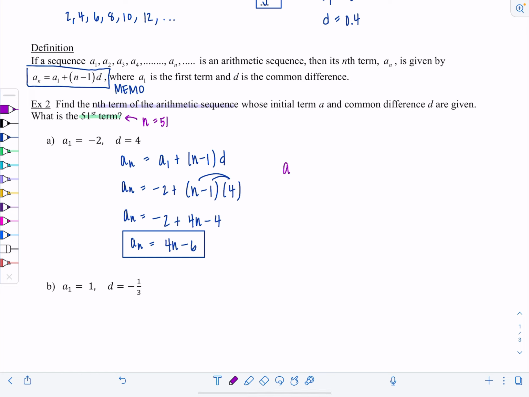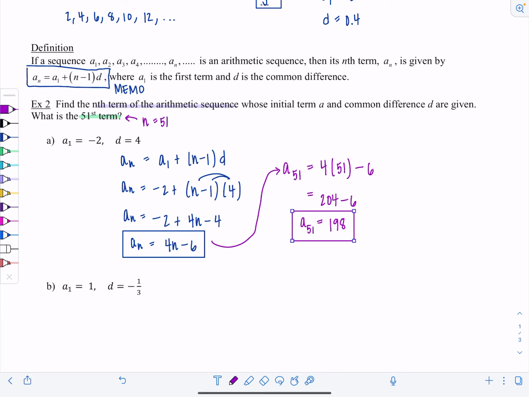So A sub 51, and now we're going to use the formula that we just found for the nth term, is equal to 4 times 51 minus 6. So 4 times 51, that's 204. Minus 6, this is 198. So that's what A sub 51 is. All right, good. Not too bad, right? Let's try another one.